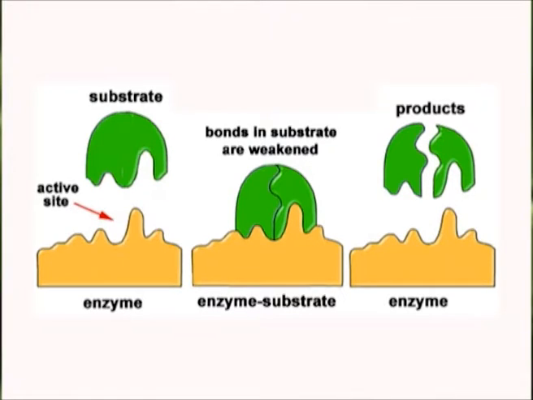Enzymes are organic catalysts produced by living organisms. The reactant in an enzyme catalyzed reaction is called the substrate. The active site of an enzyme is that small portion of the molecule which is responsible for the catalytic action of the enzyme. Enzymes provide a chemical pathway that has a lower activation energy that uncatalyzed reactions do not have.